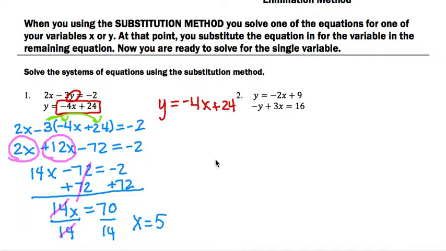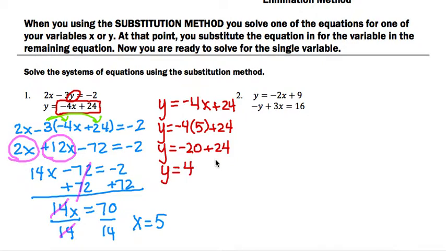So I know that x is 5, so I can say that y is equal to negative 4 times 5 plus 24. Negative 4 times 5 would be negative 20, so negative 20 plus 24, which would give me a positive 4. So because this is a system, our answer is still the point of intersection, the x comma y, so our answer would be 5, 4.